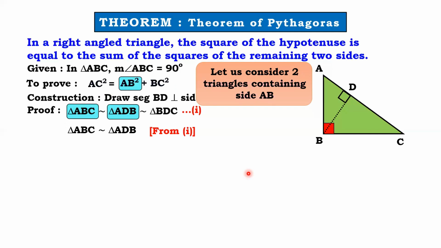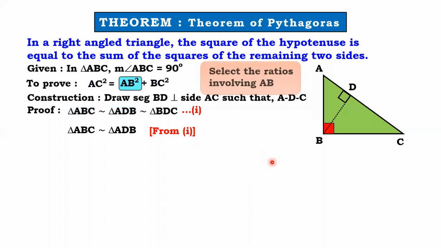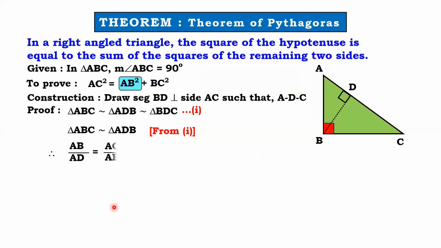Now we have to take the two ratios which involve AB, because we have to make AB square. So AB upon AD, because we took AB, so the corresponding side is AD, and then we need AB again, so we have to take AC here: AC upon AB. The reason is CSST, corresponding sides of similar triangles. Cross multiply. So AB into AB will be AB square is equal to AD into AC. Equation number 2. Done.